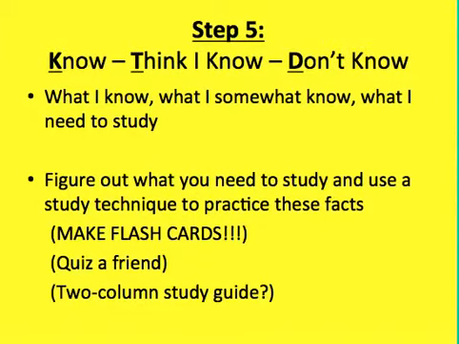Step 5. Know, think I know, and don't know. These are 3 categories that you can identify on your notes. What do I know? Go through all of your terms. Okay, you've written them all down. If you know what it is, leave it blank for right now. What I somewhat know, what I think I know, give that an underline. Maybe that's something you need to go over again. And what I don't know, what I need to study, that should be highlighted. Emphasize it. Know what you don't know, and be honest with yourself. You're not cheating anybody but yourself if you're just skipping over things you don't know.